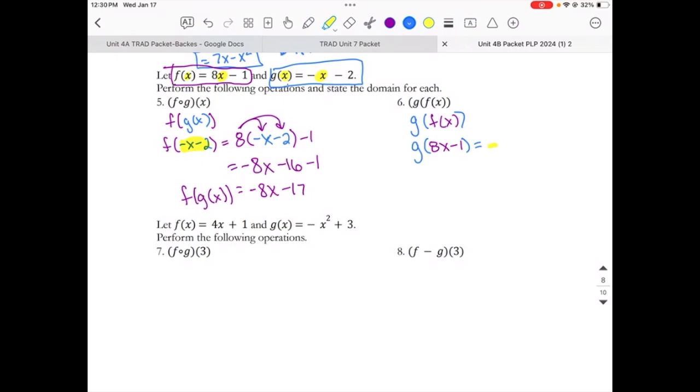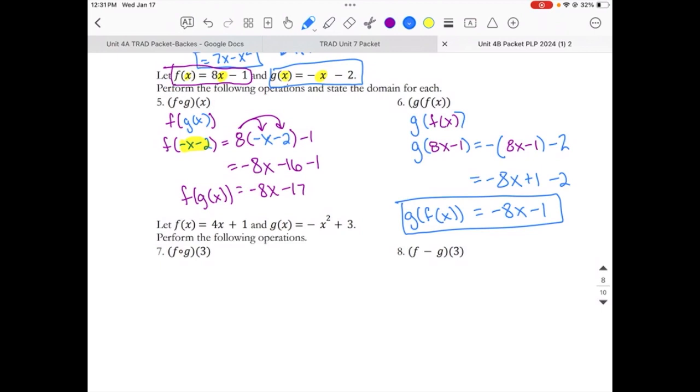So it's negative, and then we're plugging all of that in for x, so 8x minus 1, then minus 2, and we just need to distribute the negative, become 8x minus 1, or plus 1, minus 2, so we get negative 8x minus 1. Is G of F of X.